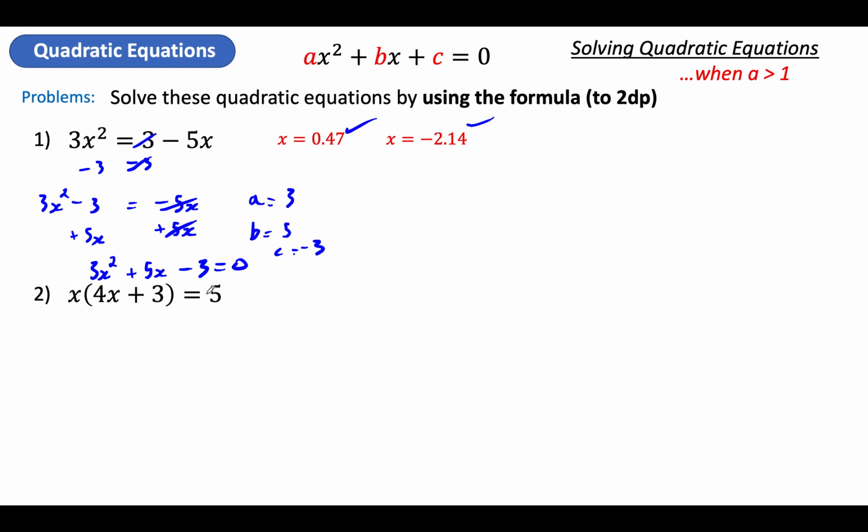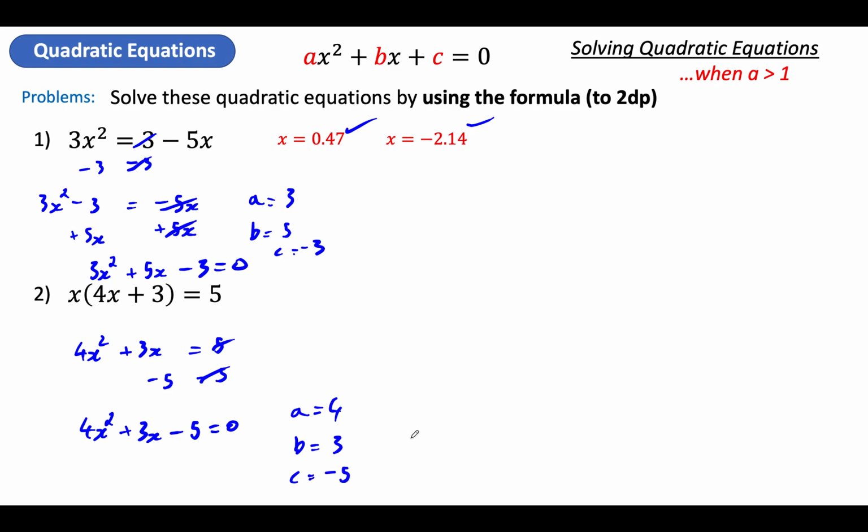For this one, okay, is this a quadratic equation? Well, of course it is. If you expand it out, so multiply everything by x in the bracket, you get 4x squared plus 3x equals 5. And then, of course, we take 5 away from both sides. That will cancel out to leave 4x squared plus 3x, take away 5 equals 0. And then you've got your three values. A equals 4, B equals 3, and C equals -5. Okay? And the answers for that one are x equals 0.80.